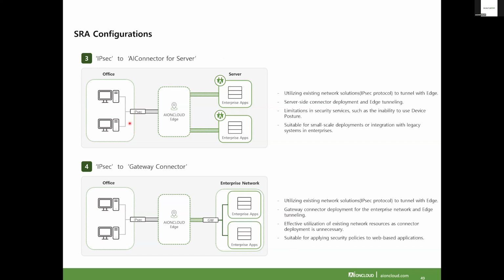Then we would have something like IPsec coming from an office location where all users are bundled together, sent to the IonCloud edge, and then sent to the specific servers. Now, these servers are using the connectors. Now, I can't specify the specific users inside of this office. I can only give permission to this location to these different resources.